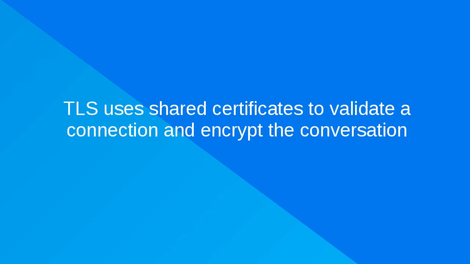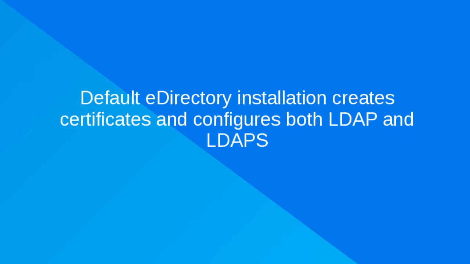TLS uses shared certificates to validate a connection and encrypt the conversation. The client imports a certificate from the server that will be used to validate the tree CA that the LDAP server is using during the connection process. The eDirectory LDAP server by default is configured to use a server certificate and listen on both port 389 and port 636.